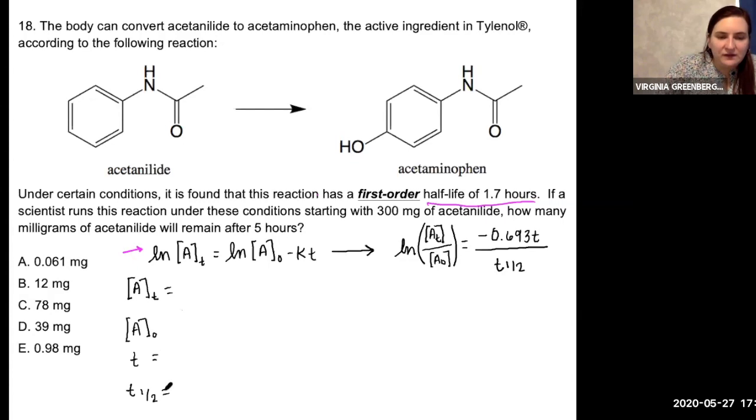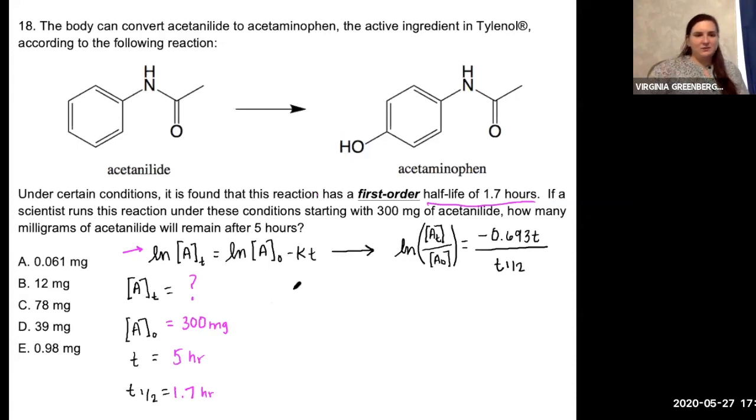Okay, so if I were to organize my variables, you can see that my t1/2 was 1.7 hours. My time is 5 hours. My initial concentration is 300 milligrams. And then I don't know what my concentration at the later time is. That's what we're going to try to solve for.